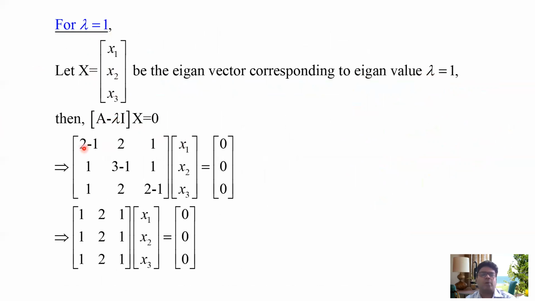So you may write the matrix with entries 2 minus lambda, 2, 1; 1, 3 minus 1, 1; 1, 2, 2 minus 1, times x1, x2, x3, equals 0, 0, 0. After simplifying, what we have is 1, 2, 1; 1, 2, 1; 1, 2, 1, times x1, x2, x3, equals 0, 0, 0. Clear? After substituting the lambda value.